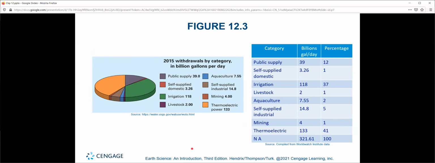As I said before, public supply, 39 billion gallons. That's still a lot of water, a lot more than any other lower level amount, such as aquaculture, self-supplied industry, mining, livestock, what have you. Big amounts of water being used at any given moment here.